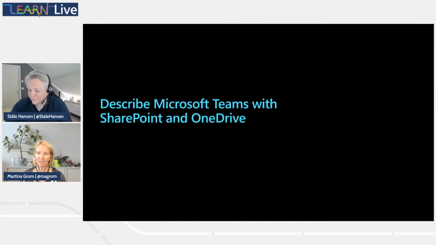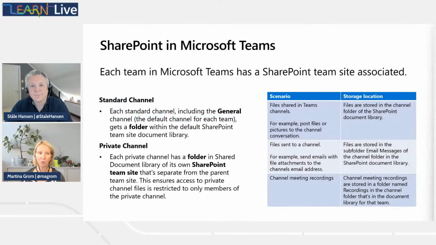The next topic is we want to describe how Microsoft Teams works together with SharePoint and OneDrive. Those are the primary content services in Microsoft 365, like Exchange. Microsoft Teams uses SharePoint and OneDrive for content collaboration. Teams files are stored in SharePoint sites, chat files are stored in OneDrive, and so on. And also your recordings are stored within OneDrive or your SharePoint channel.